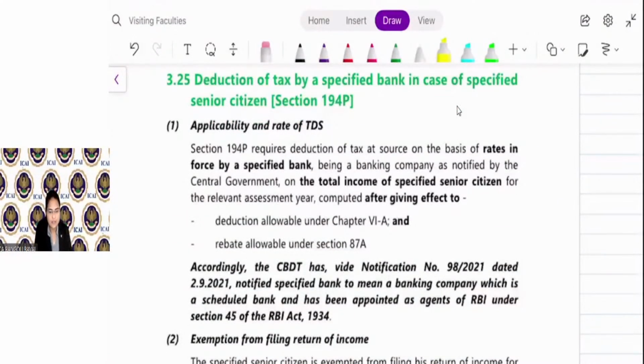Let us discuss the next section, that is deduction of tax by specified bank in case of specified senior citizen, section 194B. They will provide the certificate to us that they have deducted so much amount of TDS, and the same is reflected in our Form 26AS. So by way of Form 26AS, we are also able to view how much amount of TDS is deducted by the e-commerce operator. Clear, Uday? That we will discuss later, that they have to provide a certificate to us.